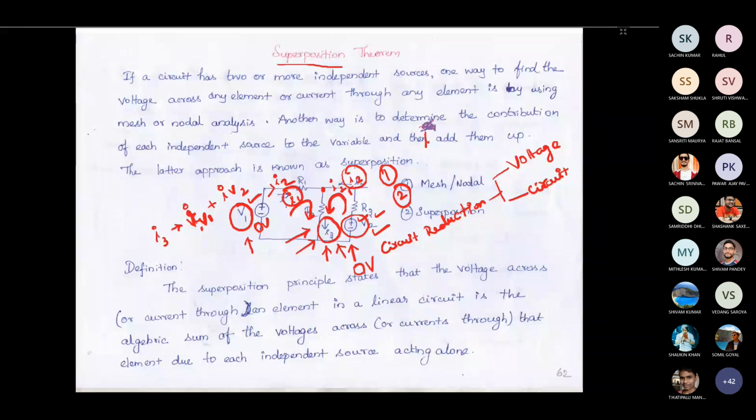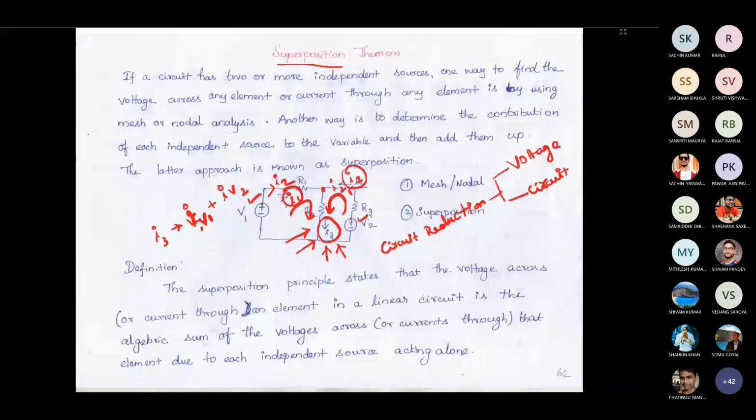I need to find I3. What is the contribution of the voltage source V1 for this current, and what is the contribution of the voltage source V2, that I'm going to find out individually. Then this can be given by IV1 plus IV2. So this is the current contribution by voltage source 1, and this is the current contribution by voltage source 2. We will add them, and that is the current that is going to flow through this resistor R3. Okay, so now let us go through the procedure so that you can understand.